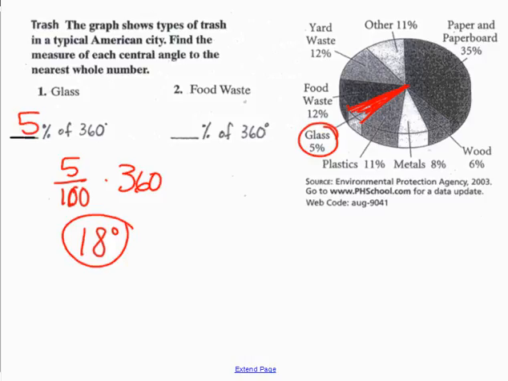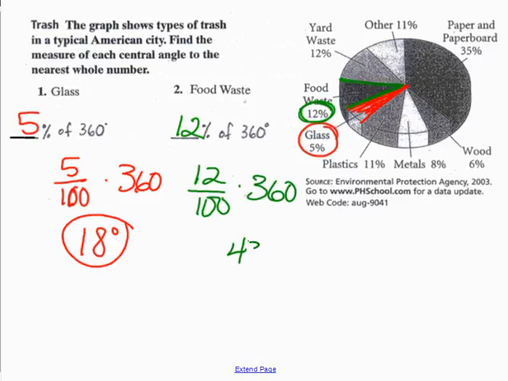Now if we look for food waste, this angle right here, this piece. We want to know, it's 12%. 12% is the same as 12 over 100 times 360. And that equals 43.2, but it's to the nearest whole number, so I'm going to say that it's 43 degrees. So that angle is 43 degrees.